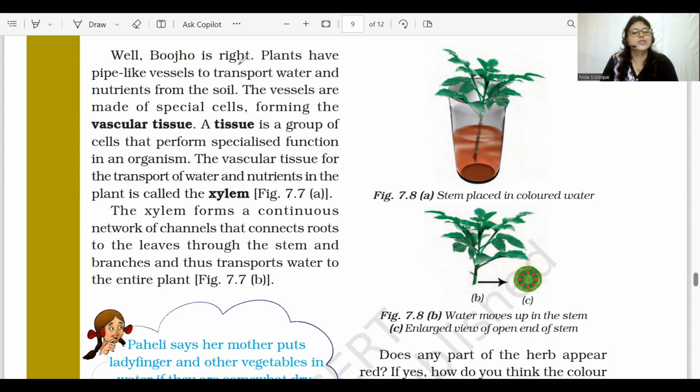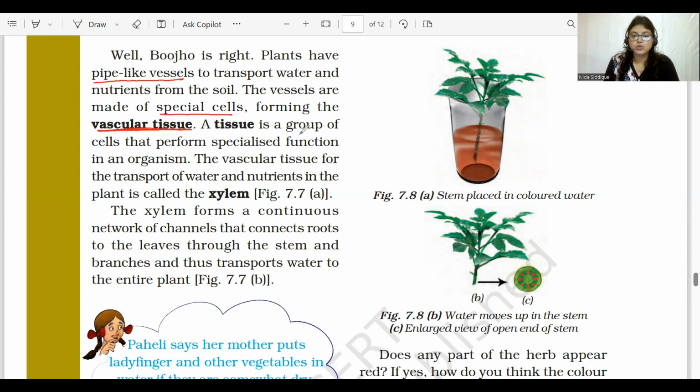Well, Bhuju is right. Plants do have some pipe-like vessels in order to transport water and minerals from the soil. And these vessels are made up of special cells, and they form the vascular tissue. Now this is something very new to you all. Please make a note of it. ये जो pipe-like structures होते हैं, they are made up of special cells and they make the vascular tissue.